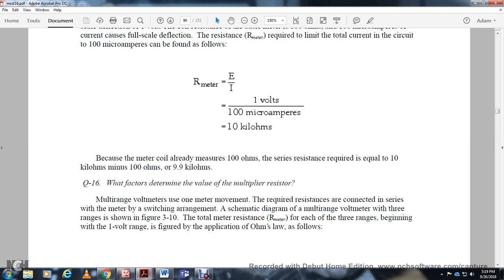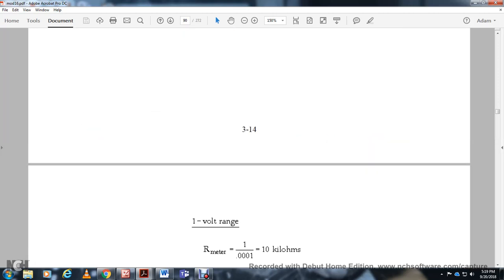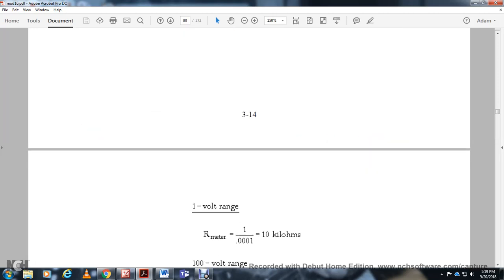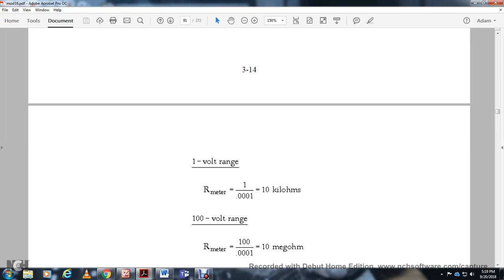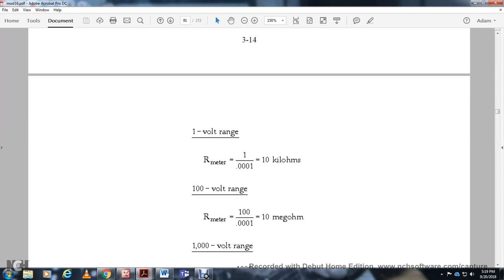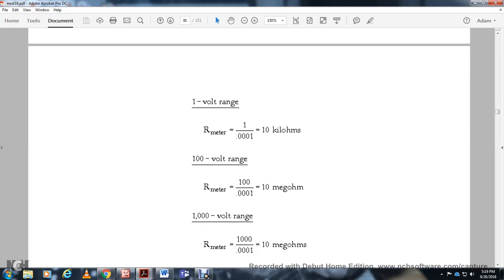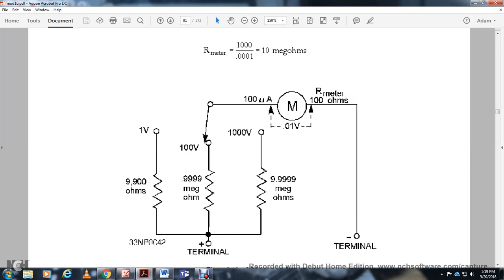Multiple range voltmeter: for a multimeter movement, the required resistance is connected in series with the meter, and a switch selects the range. The schematic diagram shows a multiple range voltmeter with three ranges, figure 3.10. Figure the total resistance and series resistor for each of the three ranges, beginning with the 1 volt range. The volt range over the meter current, 1 over 100 microamps, gives 10 kilohms. For the 10 volt range, 10 over 100 microamps gives 100 kilohms, and the 1,000 volt range gives 10 megohms. So the series resistance for 100 volts to 1,000 volts is 9.9 megohms.